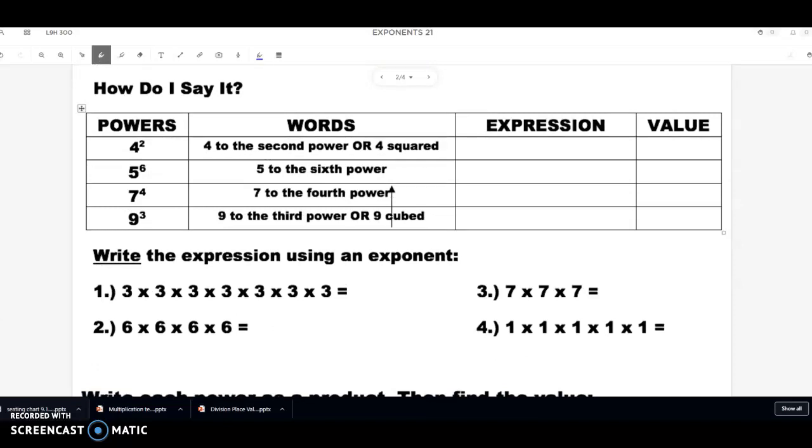All right, let's fill out this table. So the first one, 4 to the second power or 4 squared. Say it either way. First thing, when they tell you to write it as an expression, that is a number with an operation, without an equal sign. It could be 4 times 4, it could be 36 times 8, it could be a subtraction problem. As long as it doesn't have an equal sign, we can call it an expression. If you put an equal sign on it, it's called an equation.